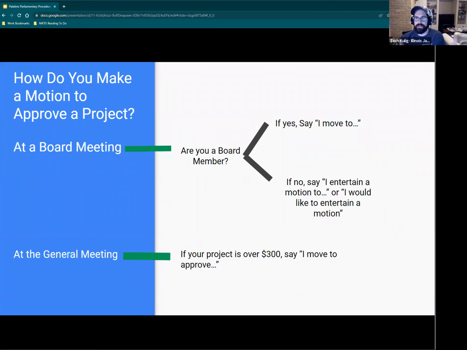So I use this slide when talking specifically about the Palatine Jaycees. I feel like most chapters probably have something similar to this, depending on whether they are presenting projects to their board of directors versus presenting them to their general assembly at their general meetings. So for us, when you're at a board meeting, you are introducing some kind of new project, new idea. If you are on the board of directors, whether that is a vice president, a local director, even a secretary or treasurer, they are on the board.